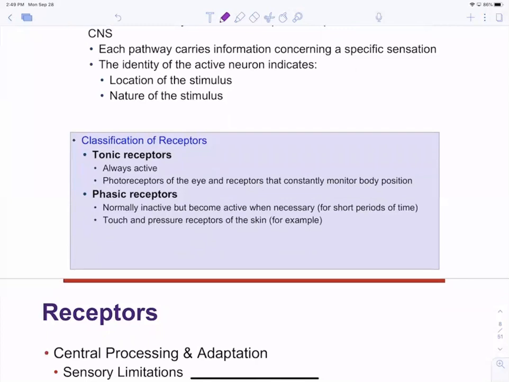So receptors have this ability to activate quicker if they're used more. But some receptors are what we call tonic receptors, and some are what we call phasic receptors. So tonic are always on, like the photoreceptors of the eye, or those monitoring body position, or pain receptors. And then phasic receptors can become activated, but will diminish their response over time. So it'll take more stimulus to generate an action potential after a while than it did initially. So, you know, someone giving you a back rub, you feel it more at first and it diminishes over time.